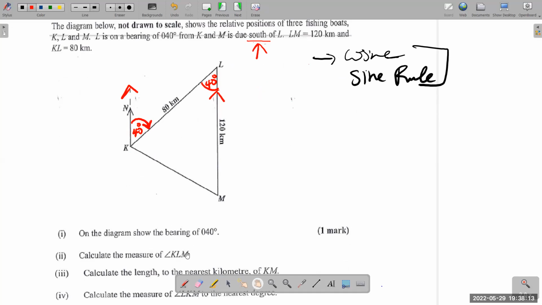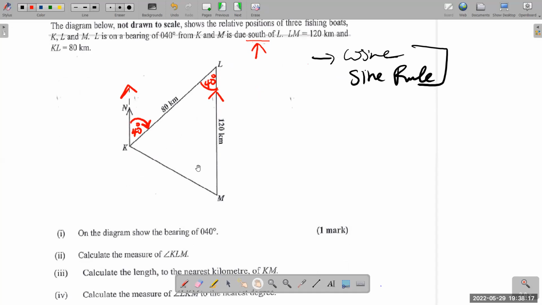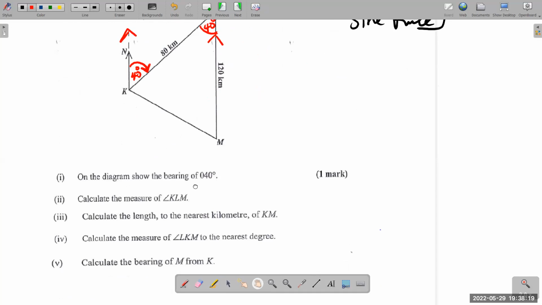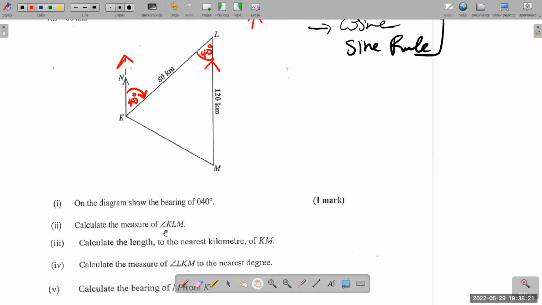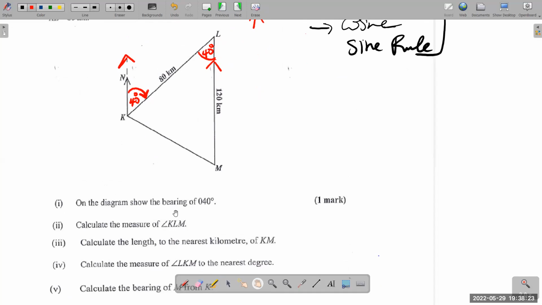Calculate the measure of KLM. KLM, look at that, boom. I see how we did that already so fast. And what would you write? KLM is equal to 40 because it is alternate to 40 degrees here.